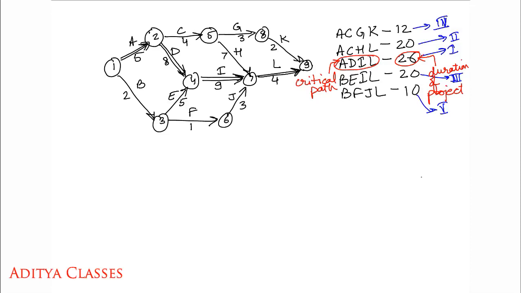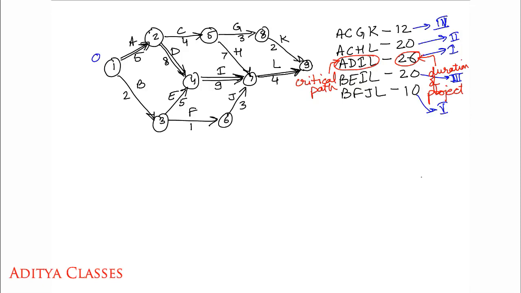First one, we are going with ADIL. Let us see what we mean by forward pass and backward pass. In the forward pass, we try to find out the earliest possible time that I can finish this project. That too I am starting with 26, the longest one, the critical path. Let us see. This activity A is the first activity. Let us start it at this very moment, 0.